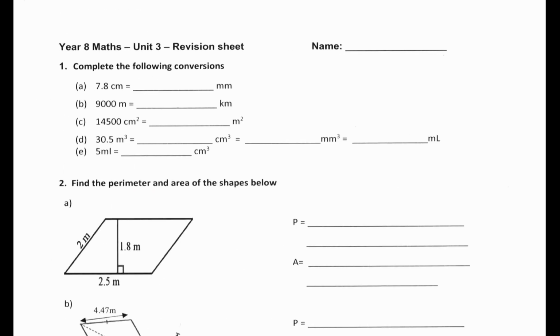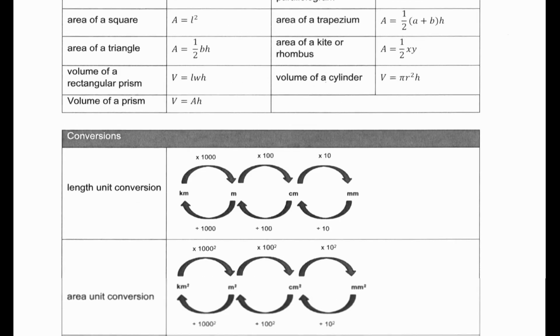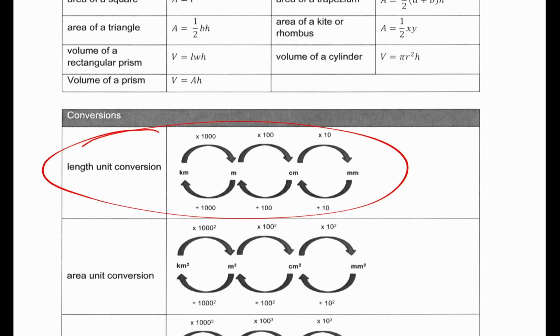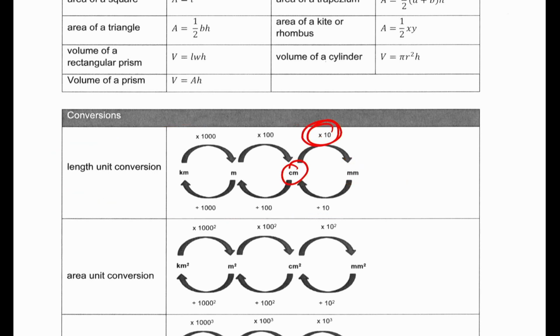What did the question ask us? It's asked us to convert centimeters, which is a measure of length, into millimeters, which is also a measure of length. So we're looking at this one here. It's asking us to turn centimeters into millimeters. So we can see here that what we have to do is times by 10, because from centimeters to millimeters, we times by 10.